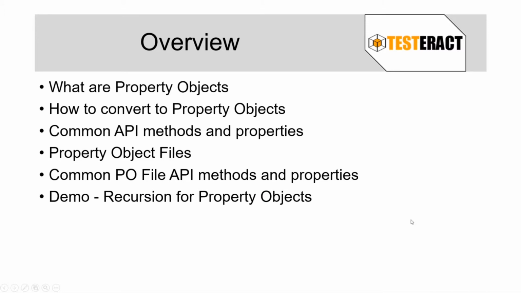Here's an overview. We're going to look at what property objects are, how we can convert existing objects to property objects, common API methods and properties, and then we'll look at property object files for a minute. And then I'll do a demo on recursing through property objects.